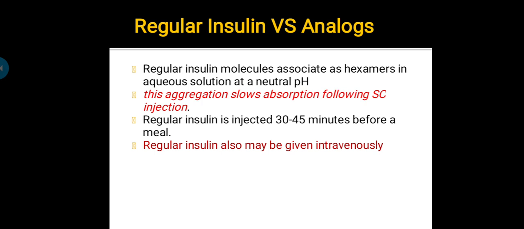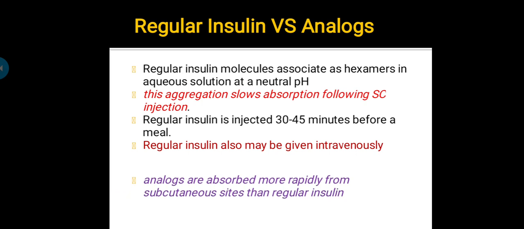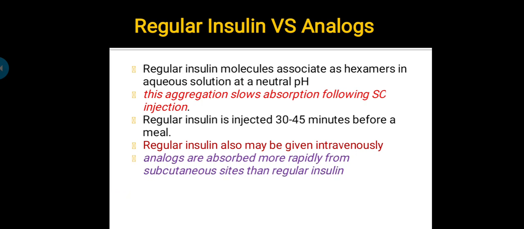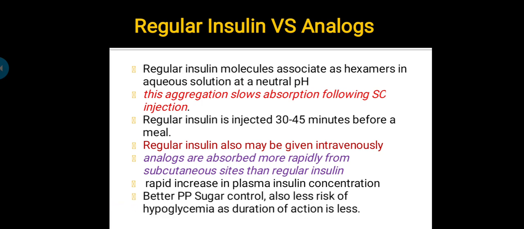Regular insulin is injected 30 to 45 minutes before a meal, and it can be given intravenously also. But analogs are absorbed more rapidly from the subcutaneous site than regular insulin. There is no hexamer formation with the analog, and there is a rapid increase in the plasma insulin concentration and a brief duration of action. This rapid insulin action will cause better control of postprandial glucose, whereas the briefer duration of action will cause less chance of hypoglycemia. So better PP sugar control and less risk of hypoglycemia. These are the advantages of the analog insulin, and it can be given just 10 to 15 minutes before a meal.